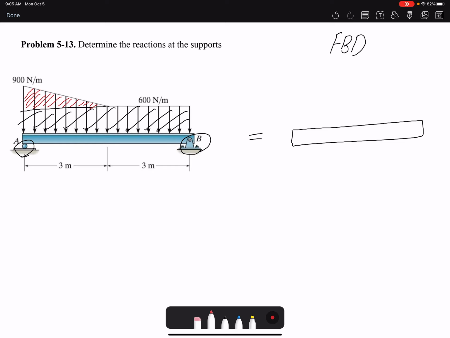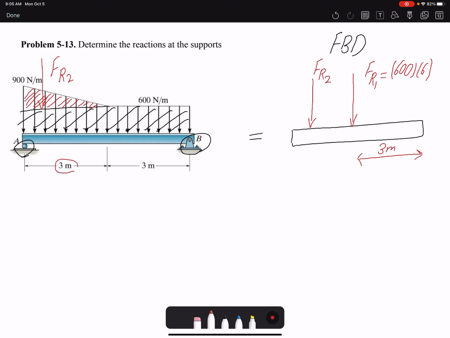For that rectangle is uniform, so there would be a resultant force. I call it FR1. It's a rectangle, the magnitude is 600, and the distance is 3 plus 3 would be 6, and it's acting in the middle, so 3 meter. And for my triangle, I call it FR2, is acting 1/3 of this dimension, so that would be 1 meter from this side, 1/3 from the right side, from the right angle.